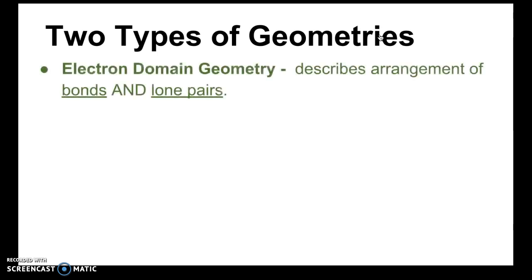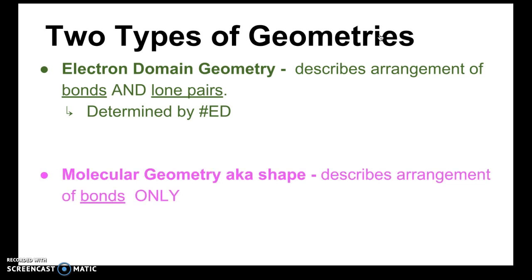The first one is the electron domain geometry, and that describes the arrangement of bonds and lone pairs, meaning it describes the arrangement of all the electron domains. And this is determined just by the number of electron domains. So no matter how many lone pairs you have in a structure, if you have a certain number of electron domains, it will have this name, electron domain geometry.